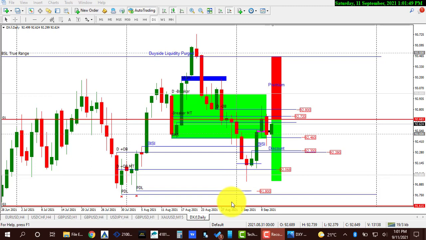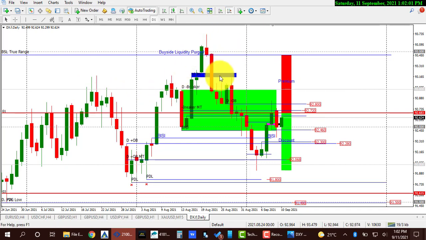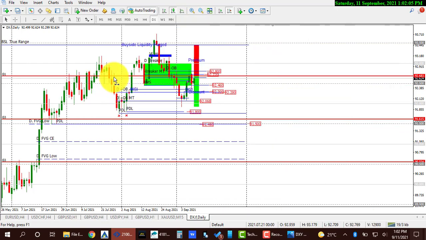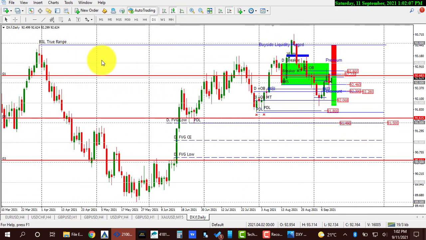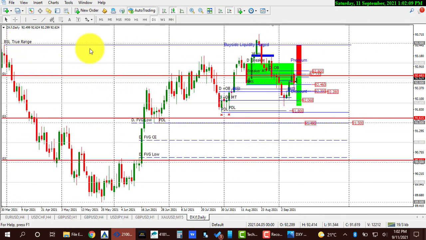Alright, so today I would like to start with the market structure on a daily time frame. We've seen for the past week our higher time frame, or long-term, buy-side liquidity taken out over here.